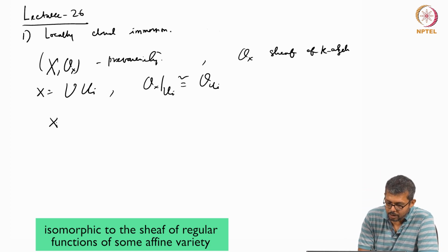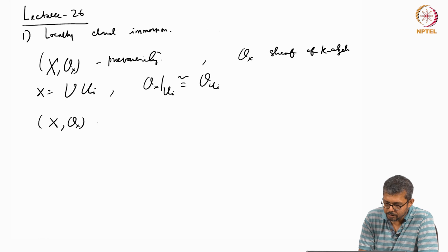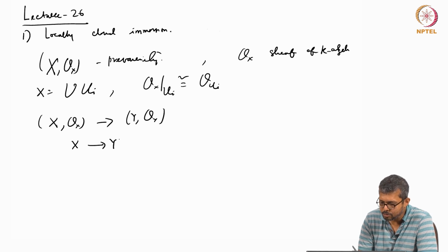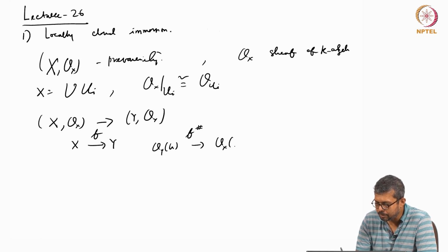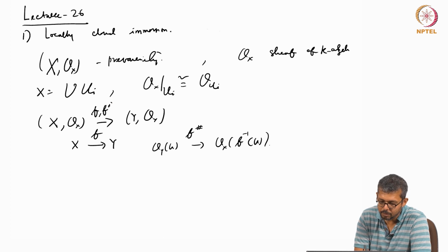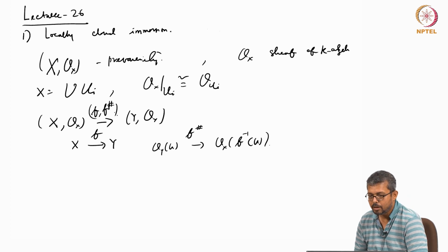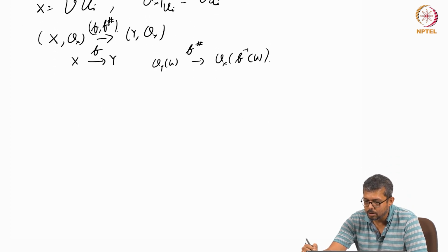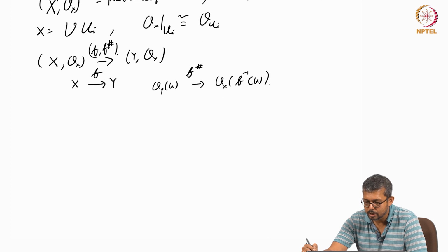And you know what is a morphism between pre-varieties. If X and Y are two pre-varieties, then your morphism is roughly a continuous map f from X to Y which takes the regular functions on U to regular functions on f inverse U, right? So this is what you call a morphism of pre-varieties. Now, I want to talk about locally closed subvarieties.